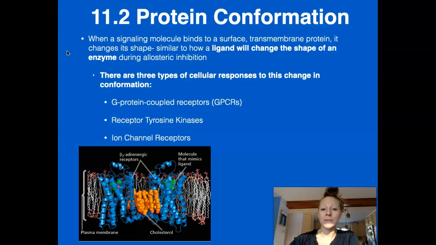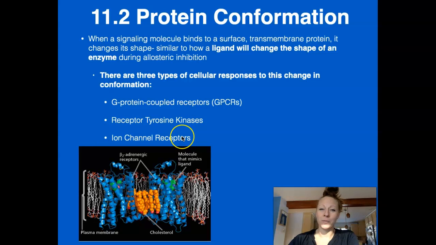There are three types of cellular responses that we're going to talk about today. The G protein coupled receptor, we're going to call these GPCRs because it's just fewer syllables, and receptor tyrosine kinases. In here you should see a couple words jumping out at you, tyrosine and kinases. These should sound familiar at this point. And then ion channel receptors.